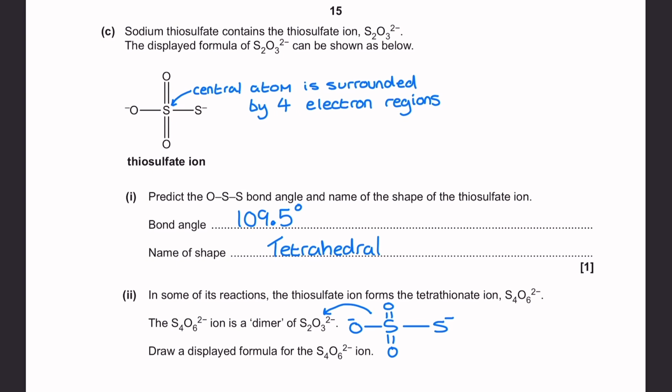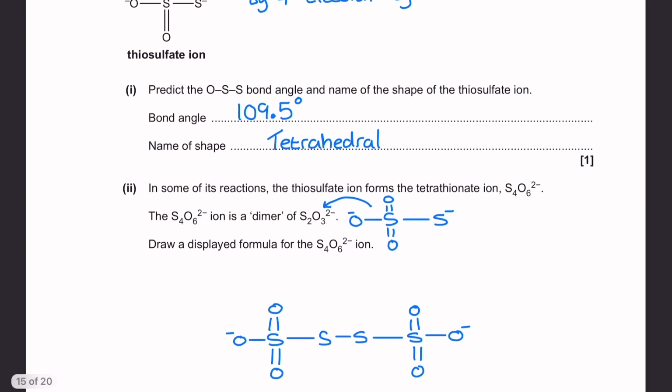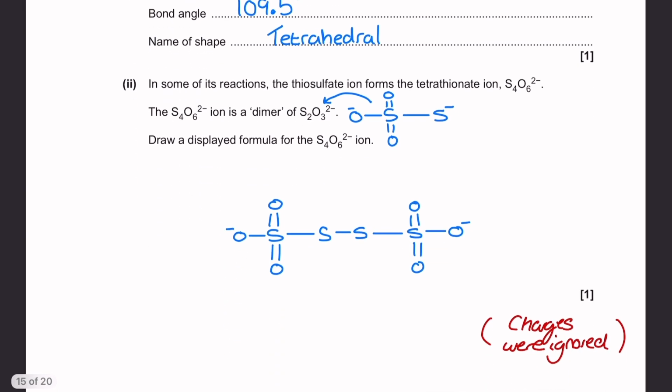Right, you might look at this and think, well, we've never done that before. Take it back a little bit, look at the central atom. As you can see by my annotation, the central sulfur atom here is surrounded by 4 electron regions. Don't overthink it, there's no lone pairs on that sulfur in the middle, it's going to be tetrahedral. So the shape, bond angle is 109.5 degrees, and that is tetrahedral. In some of its reactions, the thiosulfate ion forms the tetrathionate ion.